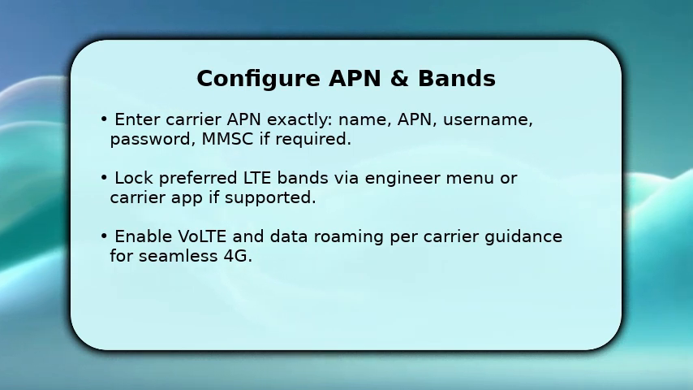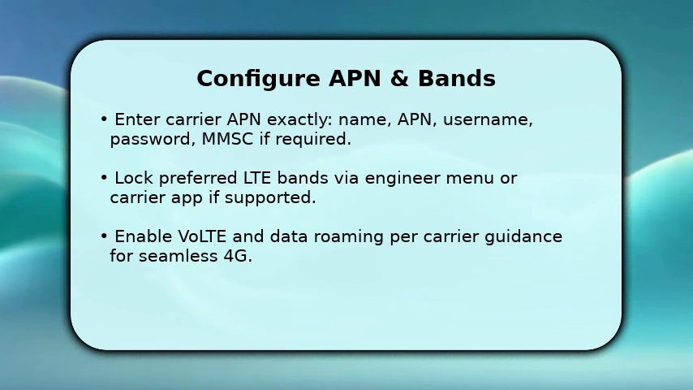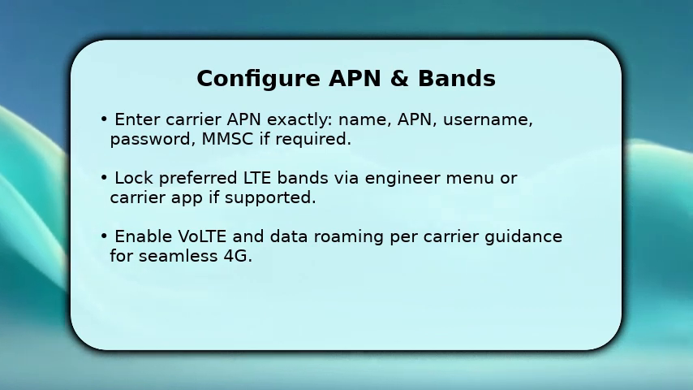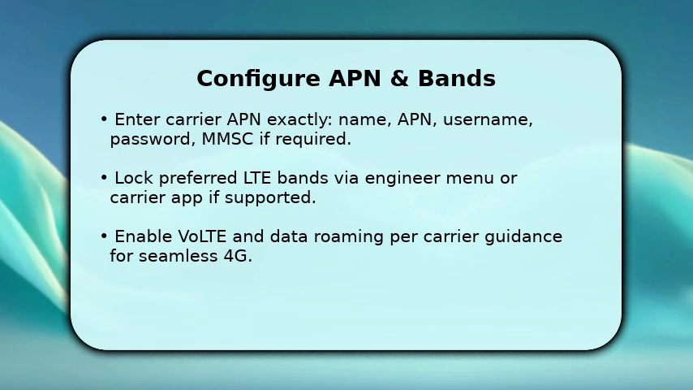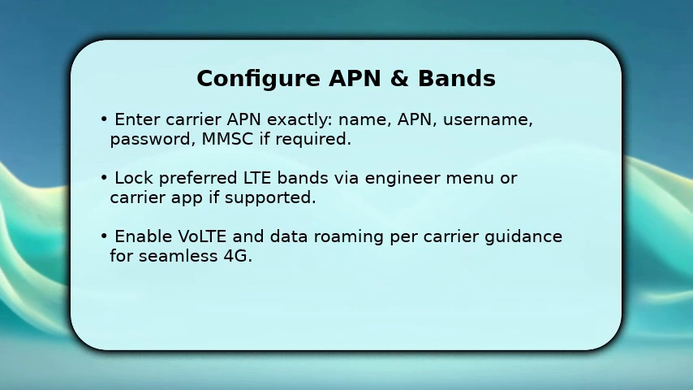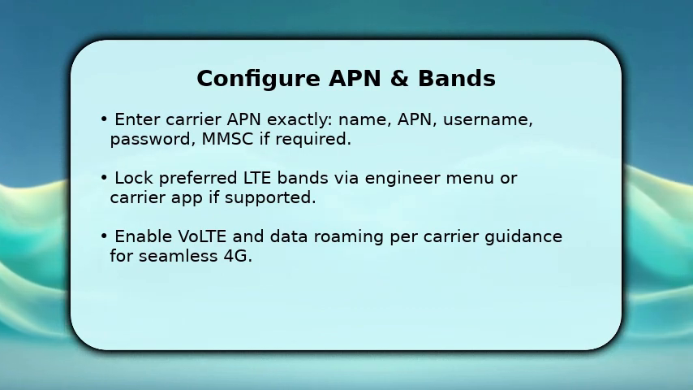After that, lock or prioritize the correct LTE bands in the phone service or engineering menu when available, because band mismatches reduce signal and throughput. Also enable VoLTE if offered. It keeps calls on 4G. Once done, test by browsing and running a speed test to confirm LTE registration and expected performance.